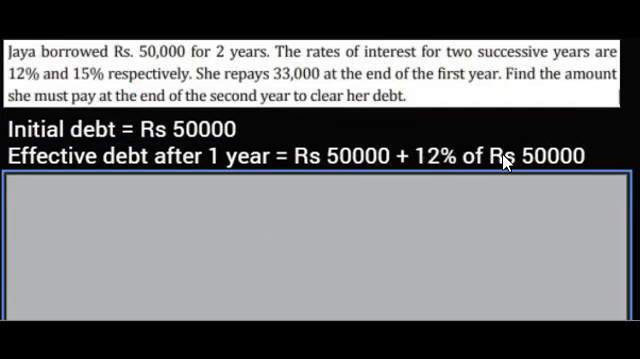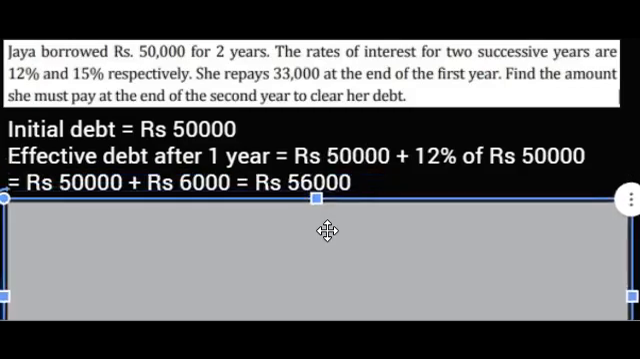So it is 12% of the debt, which is 50,000. And if you calculate this carefully, you can do it in two steps. You can have the first 50,000 as is, and 12% of 50,000. It's easy to calculate that it is 6,000. So the total comes out to be 56,000. So the effective debt after 1 year that Jaya has is 56,000.